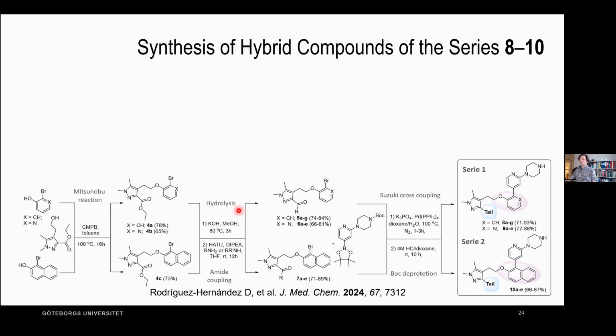We then hydrolyze these esters and do a coupling to the carboxylic acid. So it's an amide coupling. Then we have introduced the side chains here. And then we follow up with doing a Suzuki coupling, followed by acid hydrolysis to remove the Boc group. And we have the series of compounds. And they were all obtained in what I will call good to excellent yields.